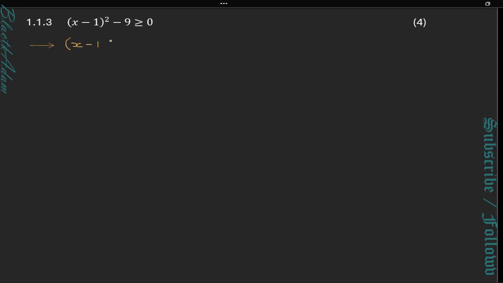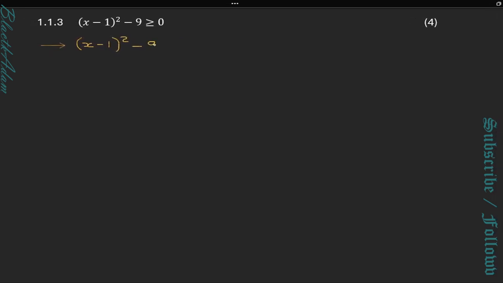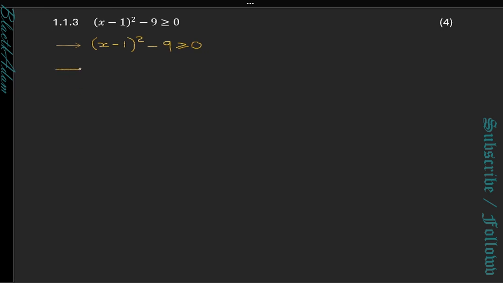Then going into the next question, we have x minus 1 squared minus 9 is greater than or equal to 0. So that means we have two of them, so it's x minus 1 multiplied by x minus 1, minus 9 is greater than or equal to 0. It's not equal to 0 because it's an inequality. So x times x gives us x squared, and x times negative 1 is negative x. Negative 1 times x gives us negative x, and negative 1 times negative 1 gives us positive 1, minus 9 greater than or equal to 0.